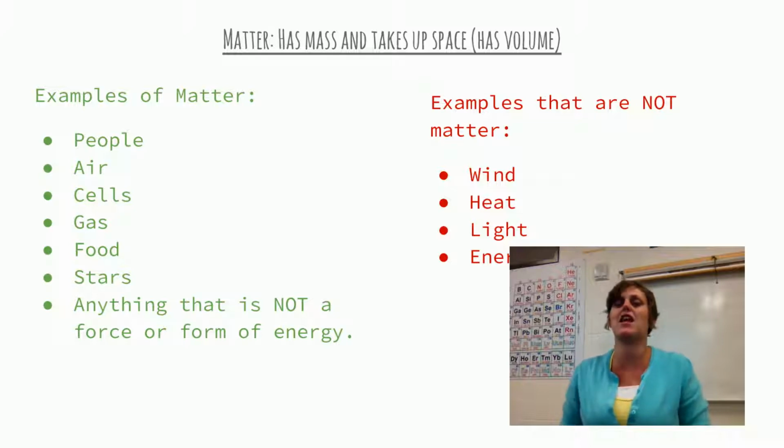Matter is anything that has mass and takes up space or has volume. Examples of matter include people like you and me, air, cells, gas, food, stars, basically anything that's not a form of energy. Things that are not matter are forms of energy like force, wind, heat, light, any form of energy. Those are the only things that aren't matter. Most things matter.